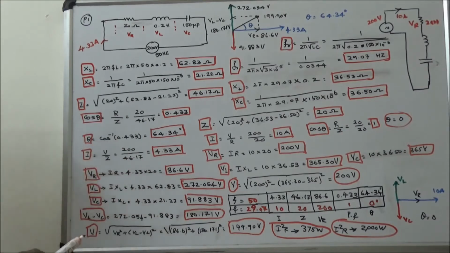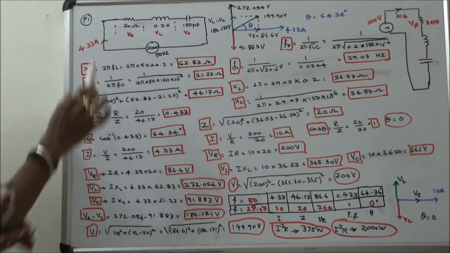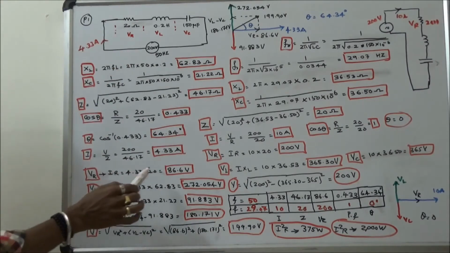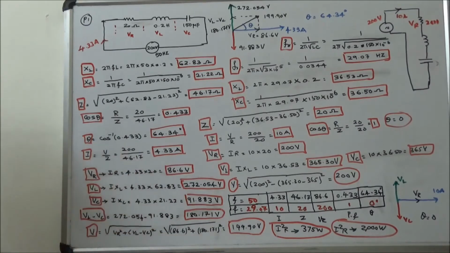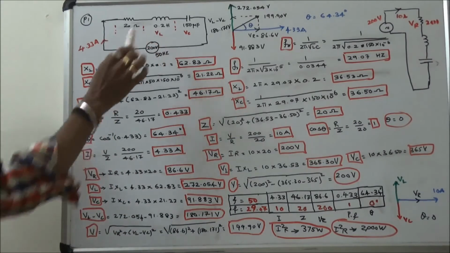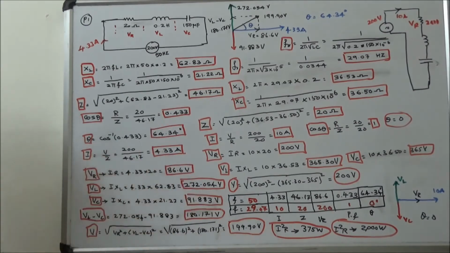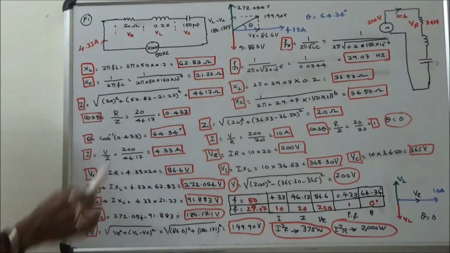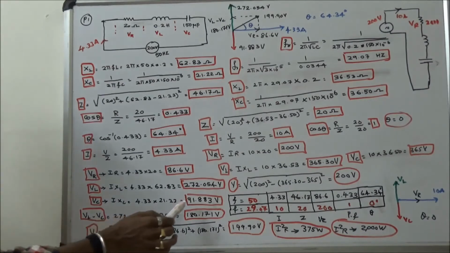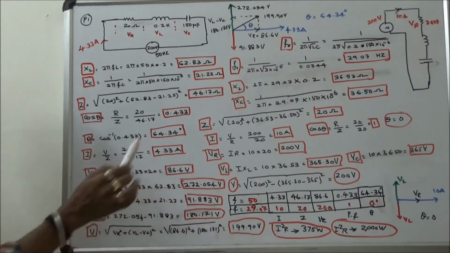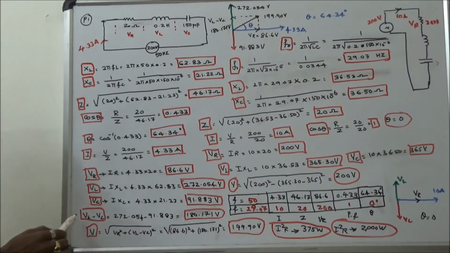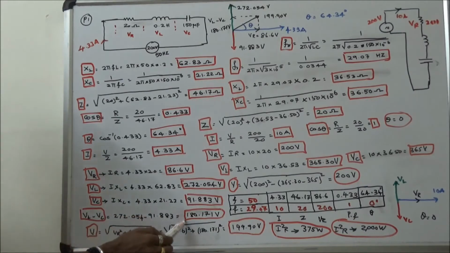4.33 amps. Voltage across the resistor, I into R, is equal to 86.6 volts. Voltage across the inductor, I into XL, is equal to 272.054 volts. Voltage across the capacitor, I into XC, is equal to 91.883 volts. Now VL minus VC is equal to 180.171 volts.